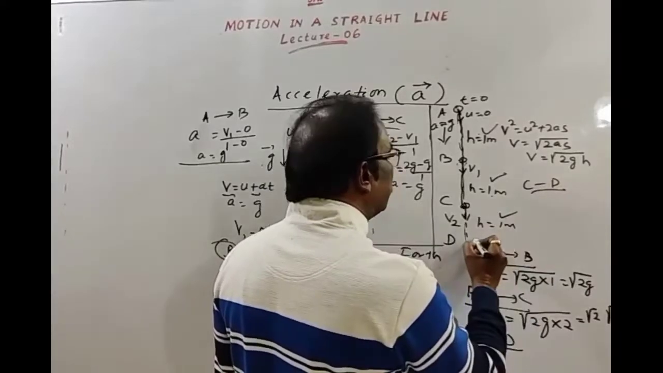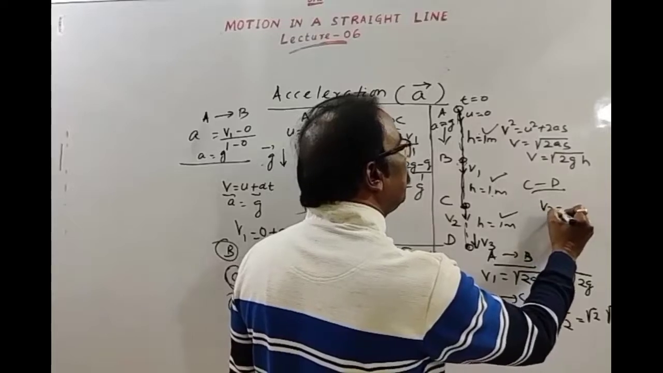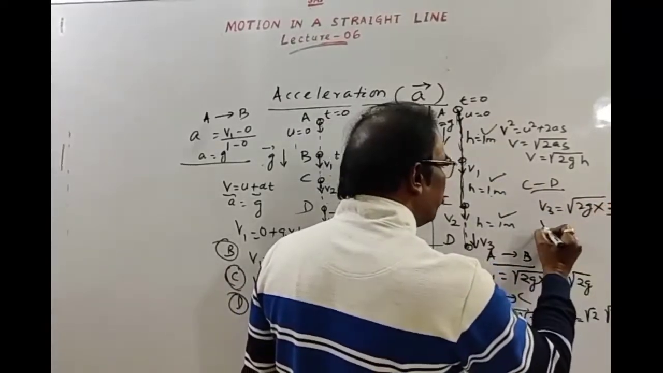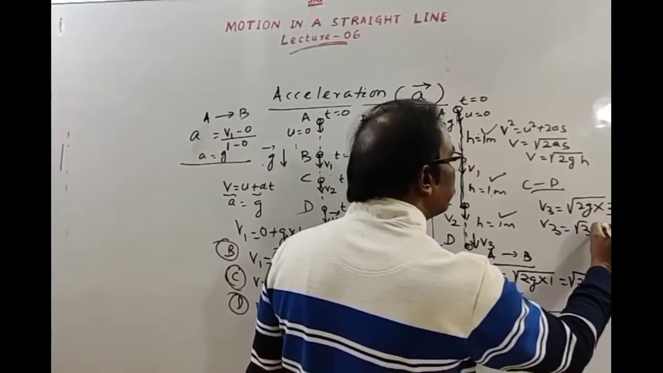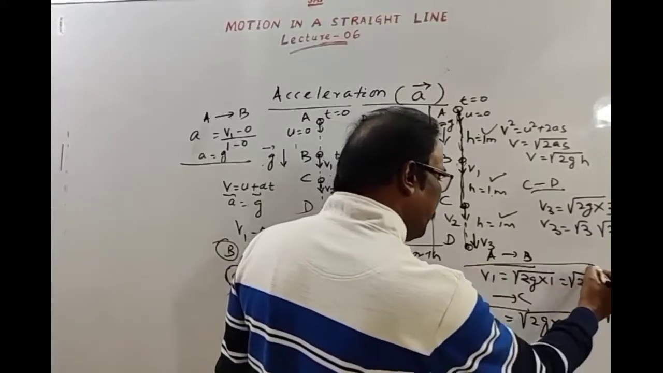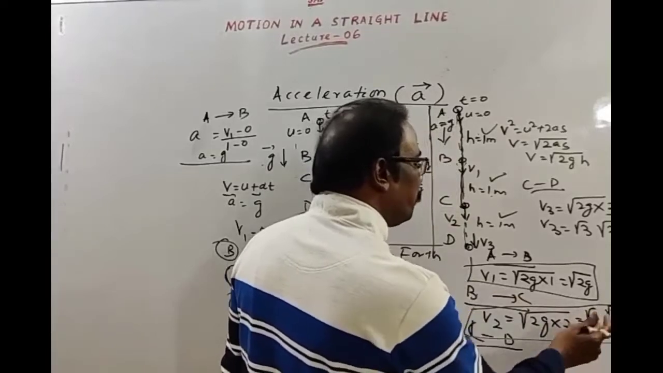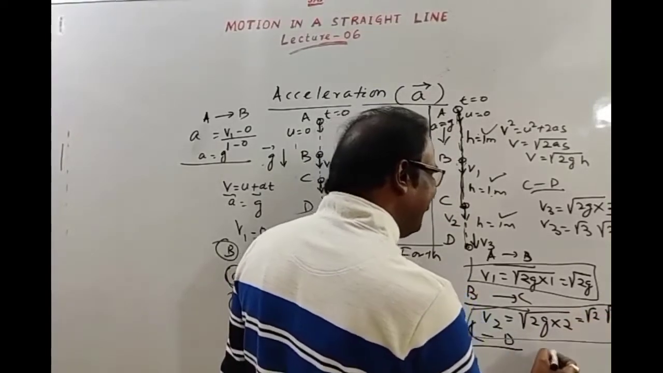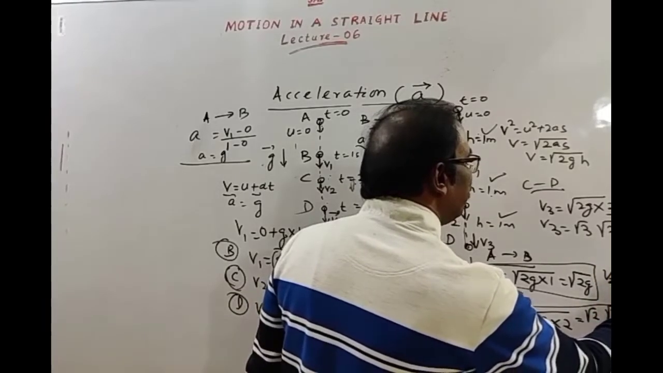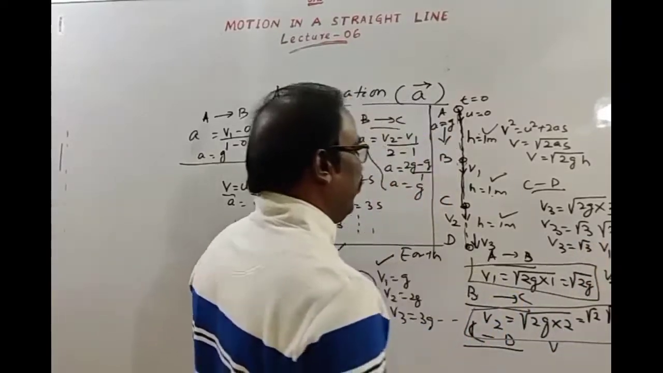Then let the velocity of the body at position D be v3, then v3 is equal to square root of 2g, h here is 3 meter, so v3 comes √3 times of square root of 2g. See students, here v1 is square root of 2g, v2 is √2 times of √2g, means v2 is equal to √2 times of v1, similarly v3 is √3 times of v1.